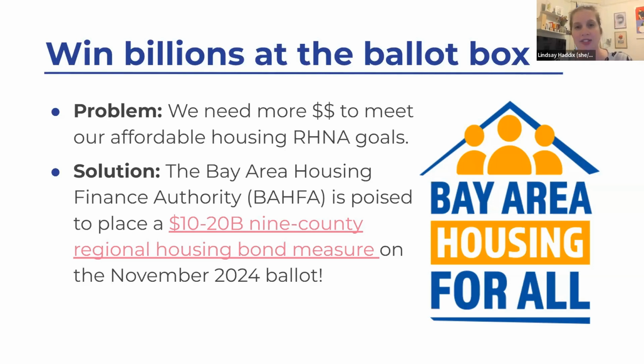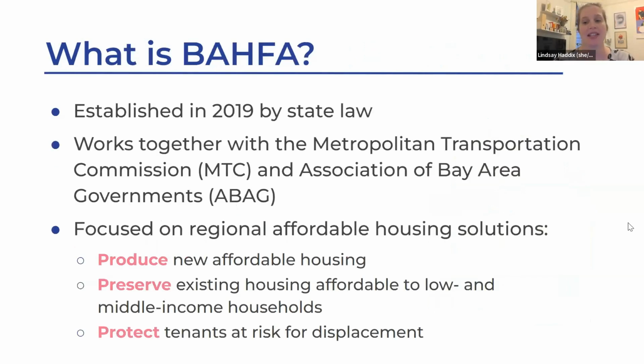So we need more money to create below market rate affordable housing, right? The market creates what the market will bear, and anyone that can't afford the market needs public subsidy in order to have housing that's affordable to them, so they're not cost burdened. And this will be game-changing. It's the first time anywhere in the state of California that there's been a regional housing finance authority created to address the issues on a regional scale the way that we need to in order to turn around this crisis. The Bay Area Housing Finance Authority was established by law a few years ago.